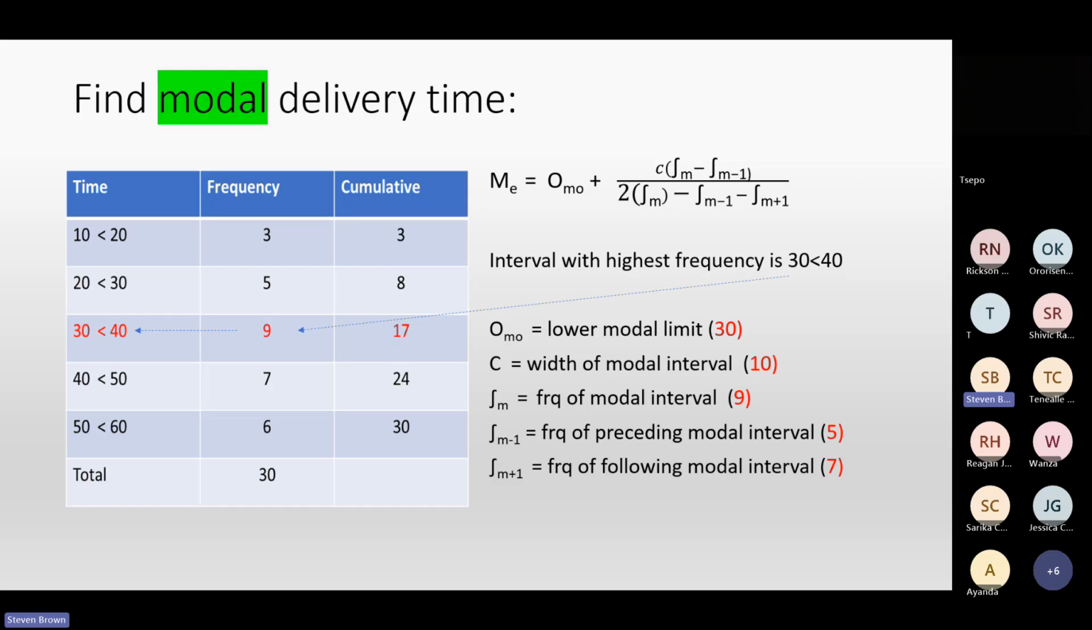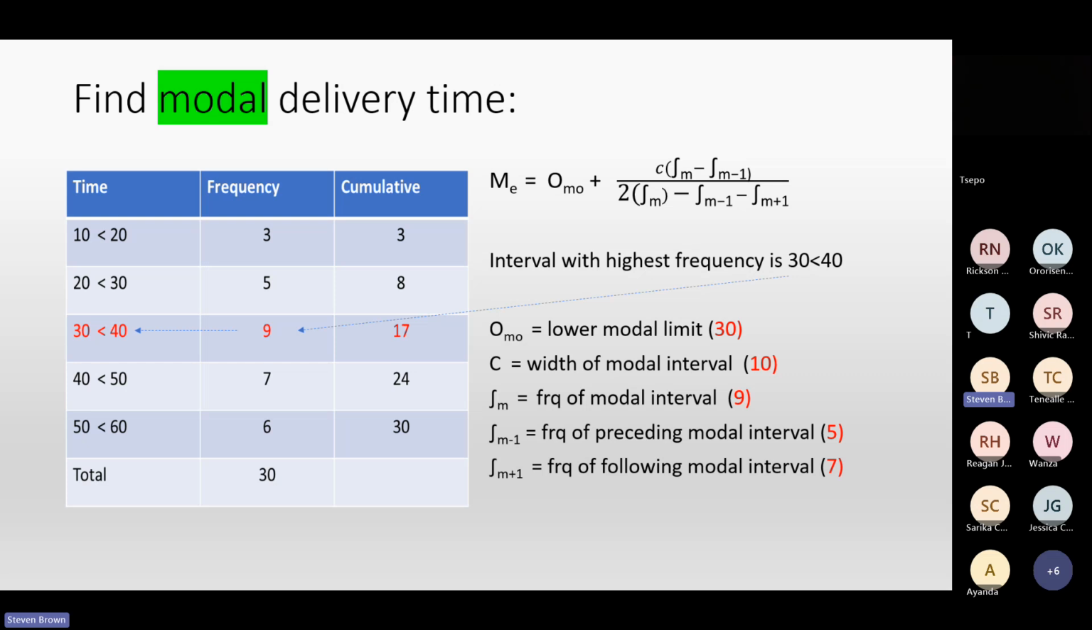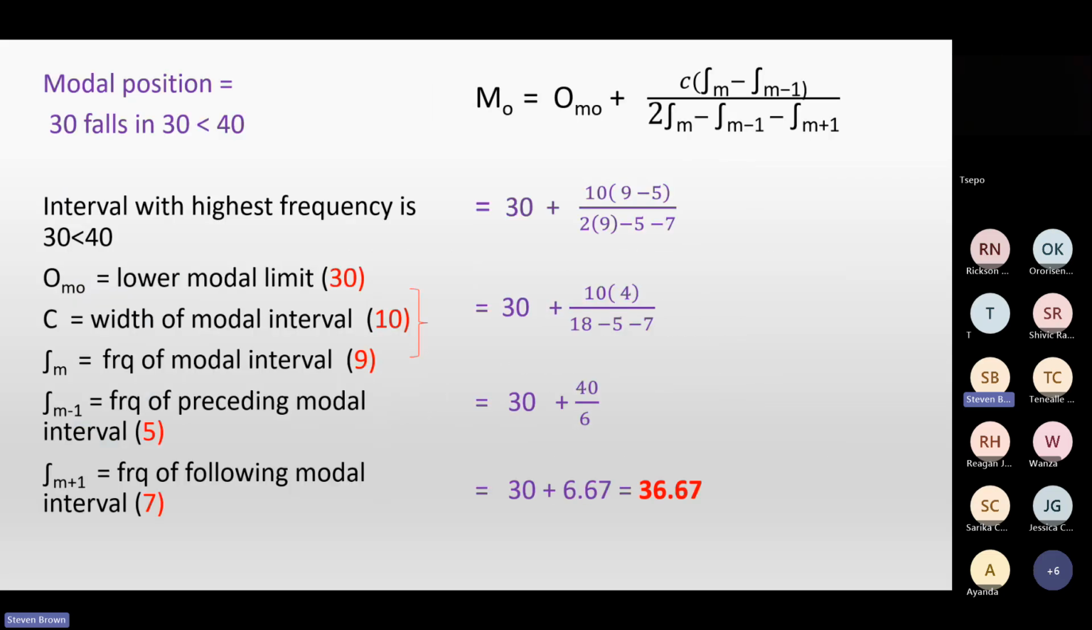Right, so let's see how we now do this. The lower limit of the modal interval is 30. C again was 10, correct, class, if you can remember that. And let's go back quickly. What are we looking for? The frequencies. What we now need are the frequencies of the modal interval, the one below it and the one above it. So there's the frequency of the modal interval, 9. There's the one below it, 5. There's the one above it, 7. So we must remember 9, 5, and 7. Where do they fit in? Interval 10.